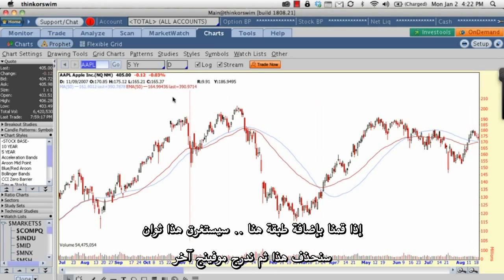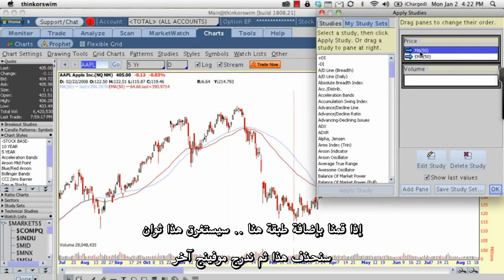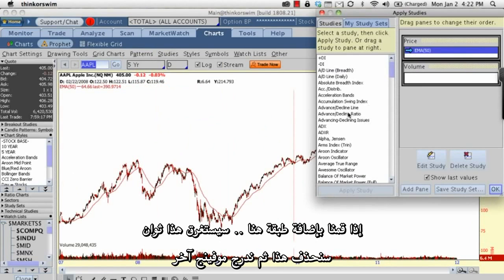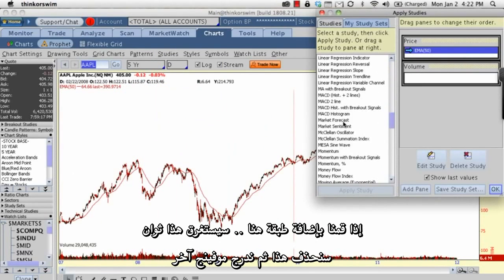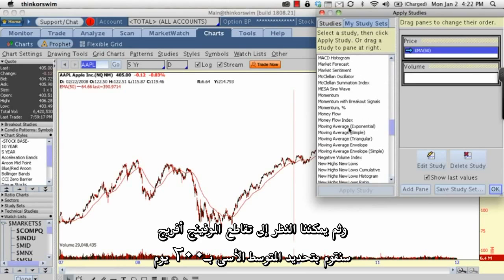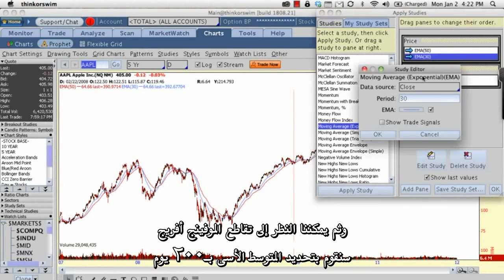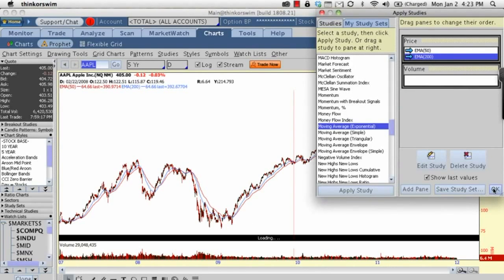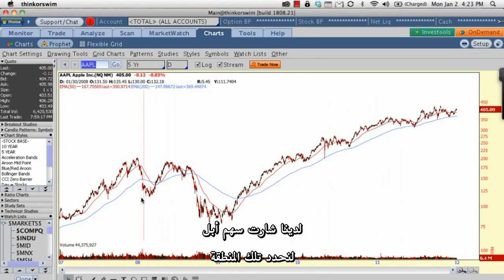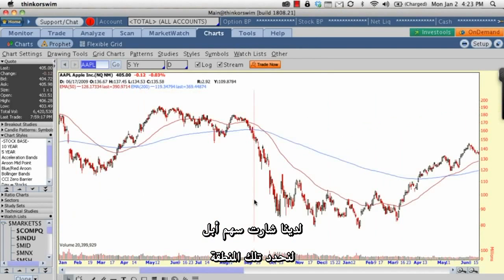Now, if we add an overlay, let me just take a second here to apply studies, and I'm going to delete this one and apply another moving average, and then we can take a look at a moving average crossover. So let's just make this a 200-day exponential moving average. Okay, so here's our chart of Apple again. So let's just highlight this area.